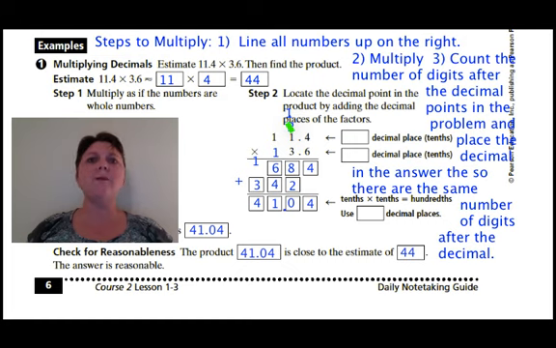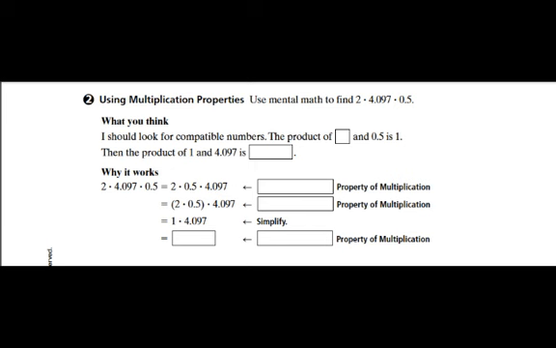somebody else might have. Now we're going to use the multiplication properties to help us solve a problem mentally. We have the problem 2 times 4 and 97 thousandths times 5/10. Here's what you think. You should look for compatible numbers that are going to be very easy to multiply. The product of 2 and 5/10 is 1. Then the product of 1 and 4 and 97 thousandths is 4 and 97 thousandths.